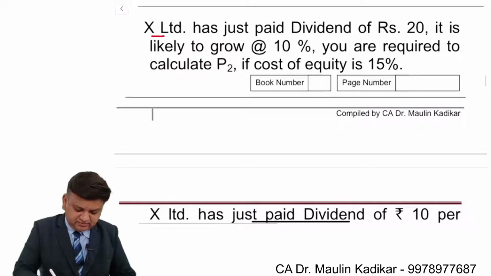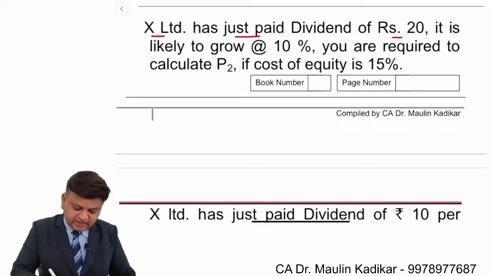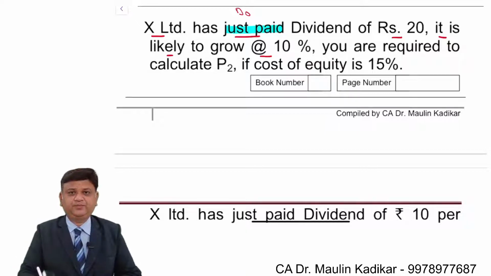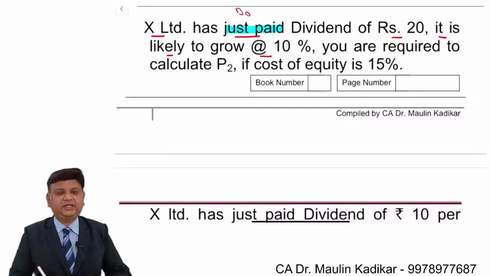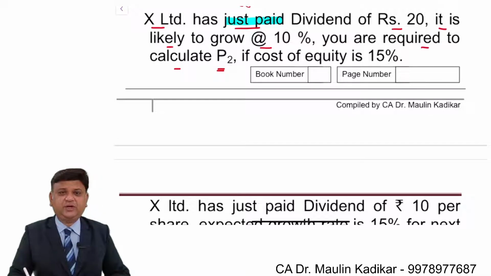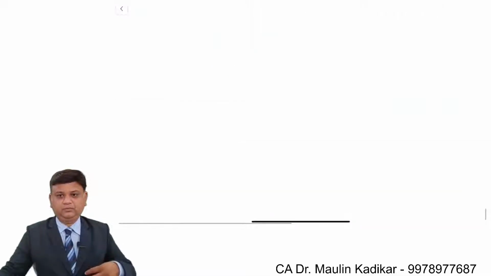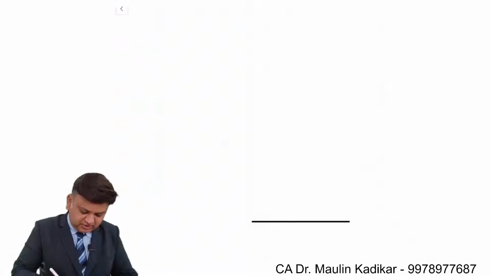X Limited has just paid a dividend of rupees 20. As far as the just paid is concerned, it is indicating D0. It is likely to grow at the rate of 10%. So the growth rate in the dividend is 10%. You are required to calculate P2. P2 stands for the price of equity share at the end of the second year. Cost of equity is 15%. Please write down the answer of the question.